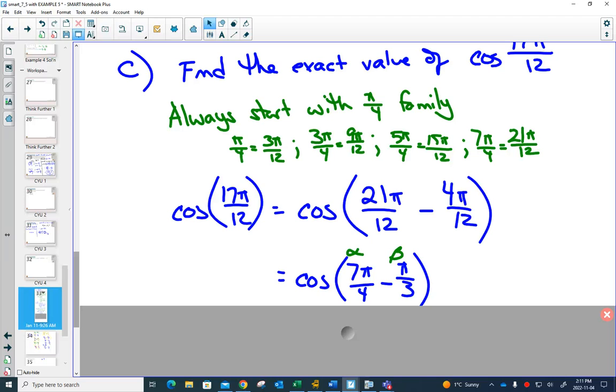So this is why lots of students love the pi over 12 questions, because they're the same thing you do every single time. And because it's the same, there's no tricks to them. You always have a pi over 4 family. It's not hard to figure out what you need to add or subtract to get it to work. And they're predictable.